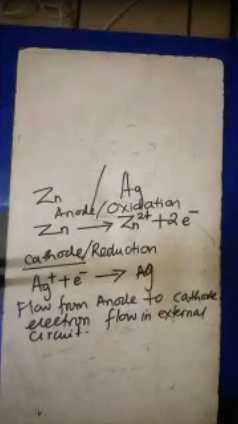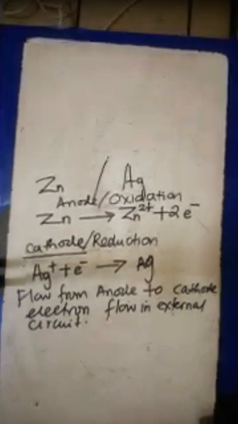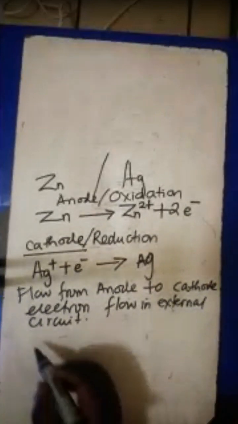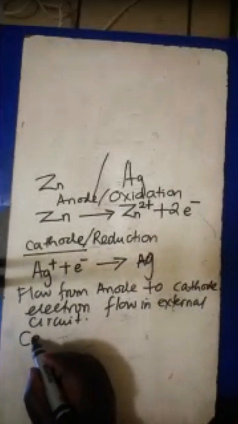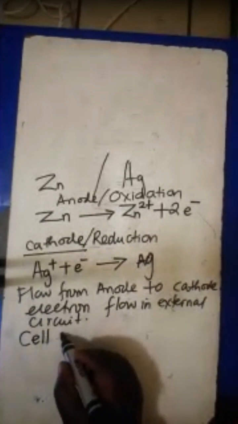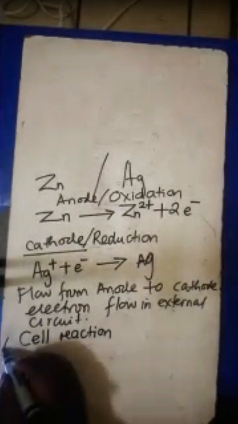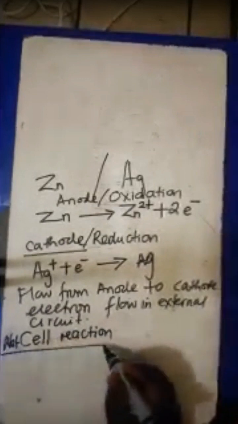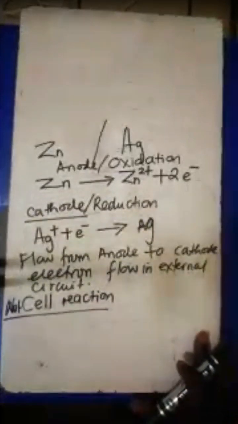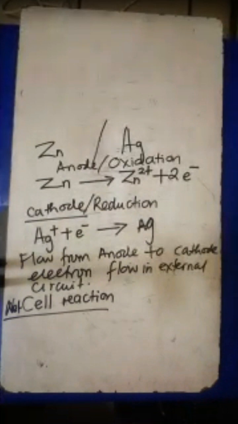Right. So after you are able to write the anode equation, the anode you always reverse. Cathode you write as it is. Now I want us to look at these two. After the anode and cathode equations, there's what you call the cell reaction. We call it the net cell reaction. Net means total in science.